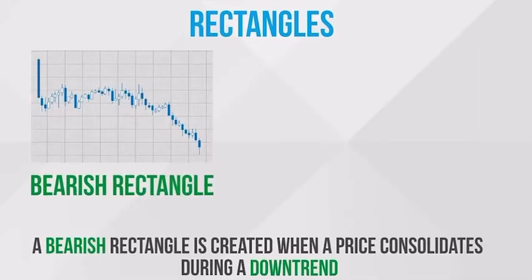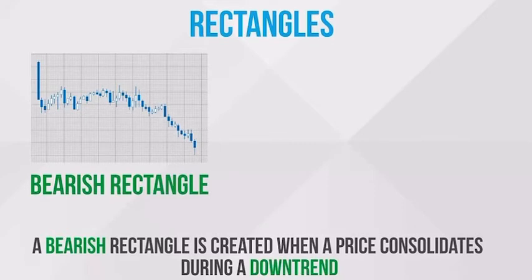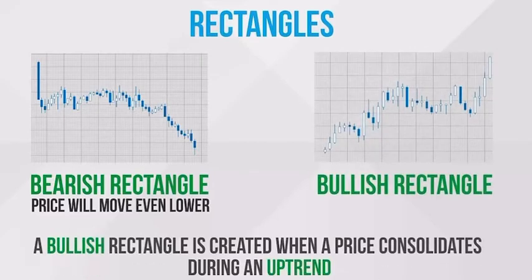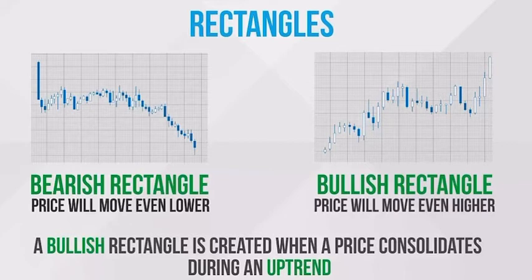A bearish rectangle is created when a price consolidates during a downtrend. Typically, the price will move even lower. A bullish rectangle is created when a price consolidates during an uptrend. This is a sign that the price will move even higher.